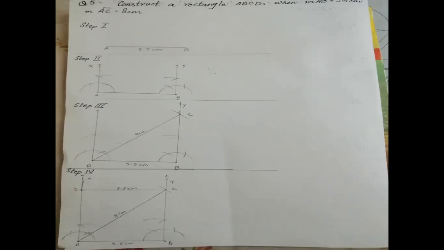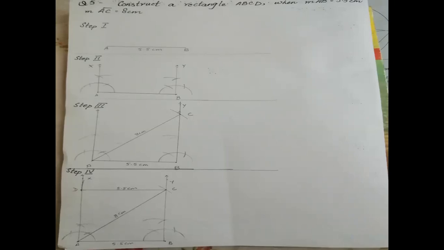I told you that in a rectangle, 4 angles are of 90 degrees. So the first step is we draw the line AB, 5.5 centimeter. On point A and on point B, you will draw the angle of 90 degree with the compass. You know how we draw the angle of 90 degree. You will draw the semicircle as I showed in the diagram, and with the same radius you draw 2 arcs, and then the angle of 90 degree on both points A and B.